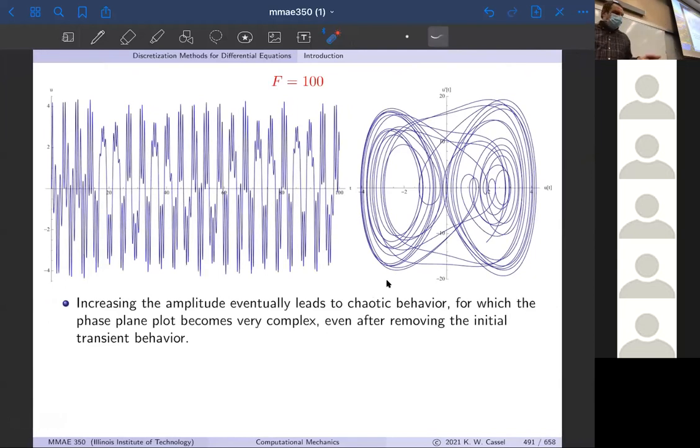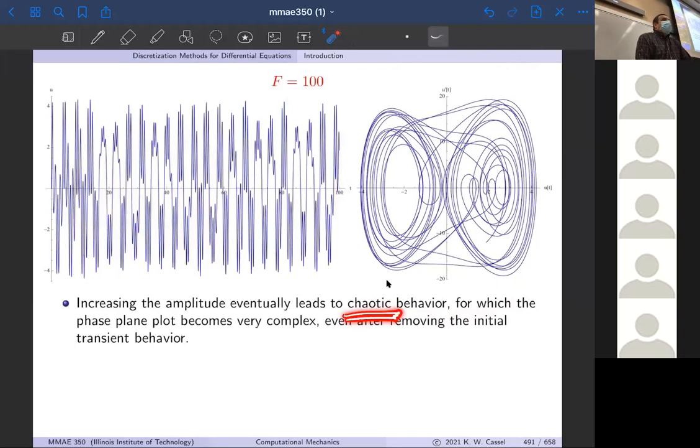Again, everything else is exactly the same: same damping, same nonlinearity, same frequency of forcing. All I'm doing is increasing the amplitude of the forcing. I'm going to jump it all the way up to 100. Now you can see, okay, things are getting a little more interesting. The phase plane plot is, again, more interesting. It looks chaotic. There's no longer a clear, definable number of distinguishable periods.